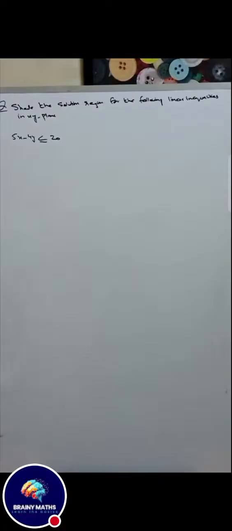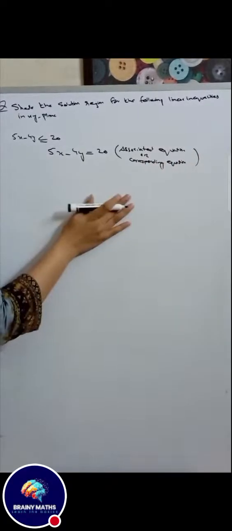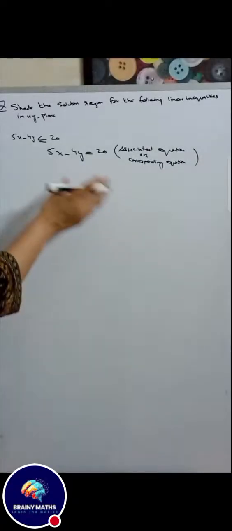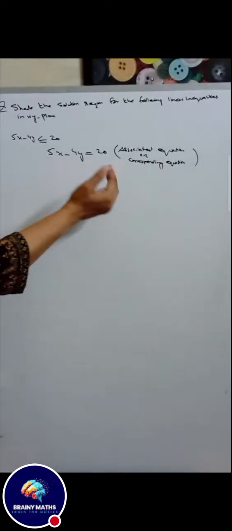I have told you. First, we have to convert this into the associated or corresponding equation. So, what is it? 5x minus 4y less than or equal to 20. And this equation is called the associated equation or corresponding equation. Alright? Is that what you call it? Associated equation, okay? Corresponding equation, okay. Now, first we have to represent this on the xy plane.